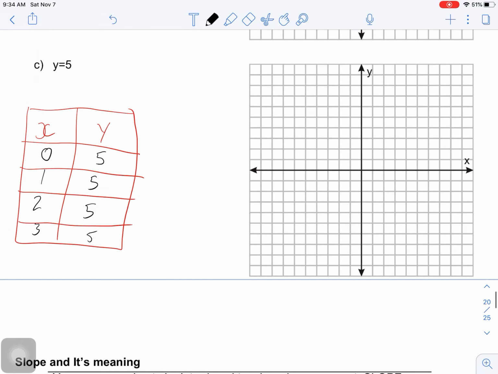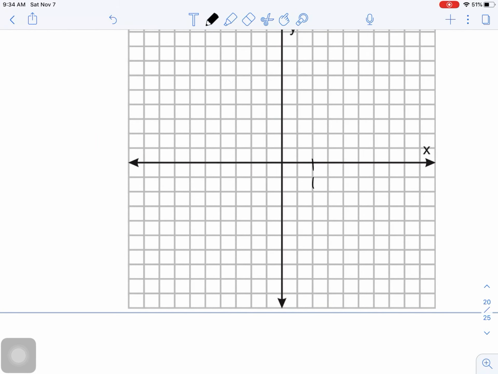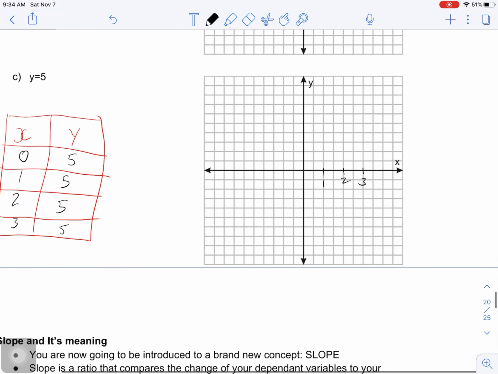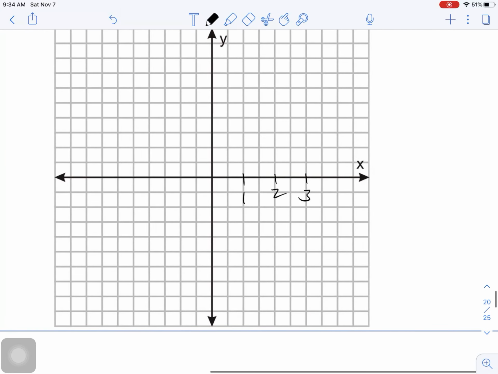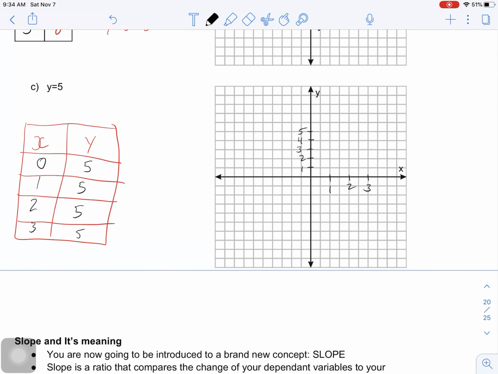Now let's graph this thing. So here we have 0, 1, 2, 3 for our x. So I'm just going to plot it over here. 1, 2, 3. Okay. And then we just need a y value of 5. So this will be 1, 2, 3, 4, 5. Okay. Now at this point, what's happening? Well, what's happening is we have these points. So 0 and 5. So when x is 0, y is 5. So we're going to plot that point.